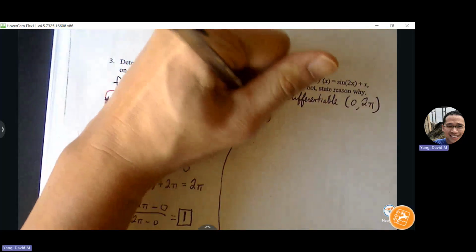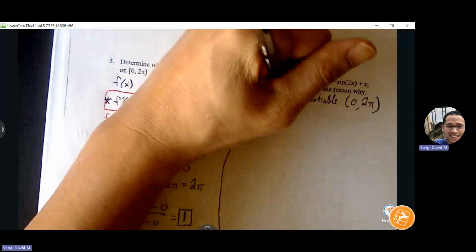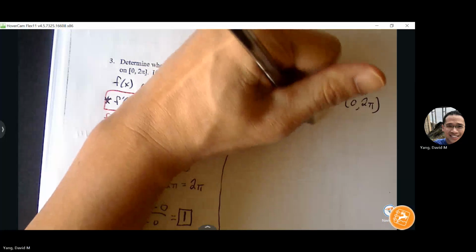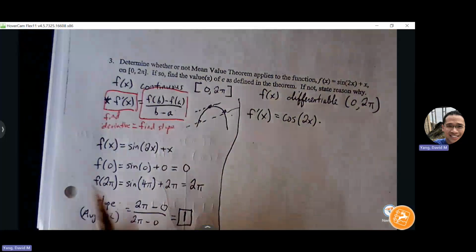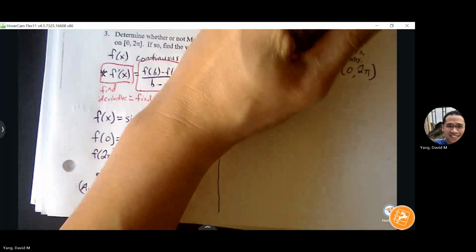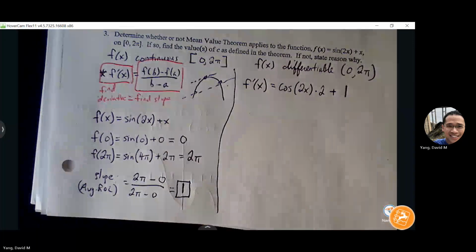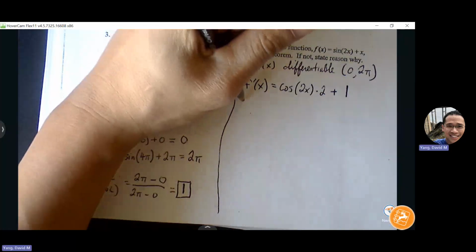F prime of x is equal to sine of u becomes what? Yeah, cosine of u times u prime. So cosine of 2x times 2 plus 1. Let me clean this up here.